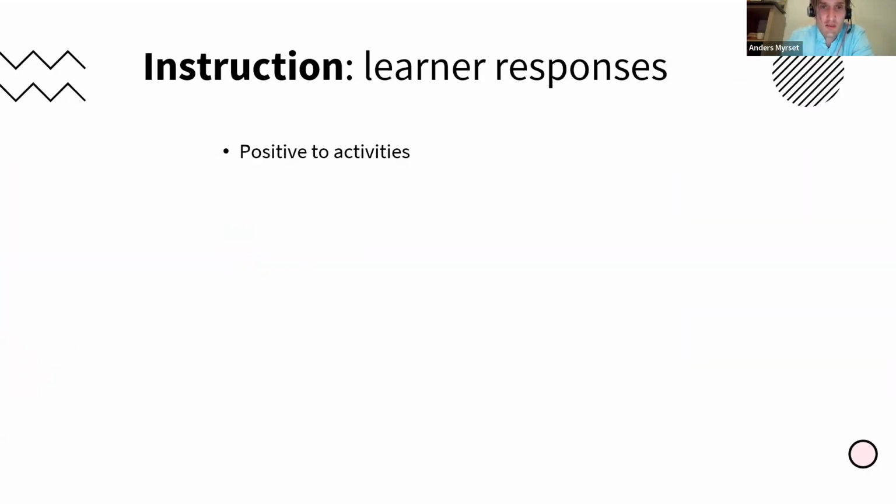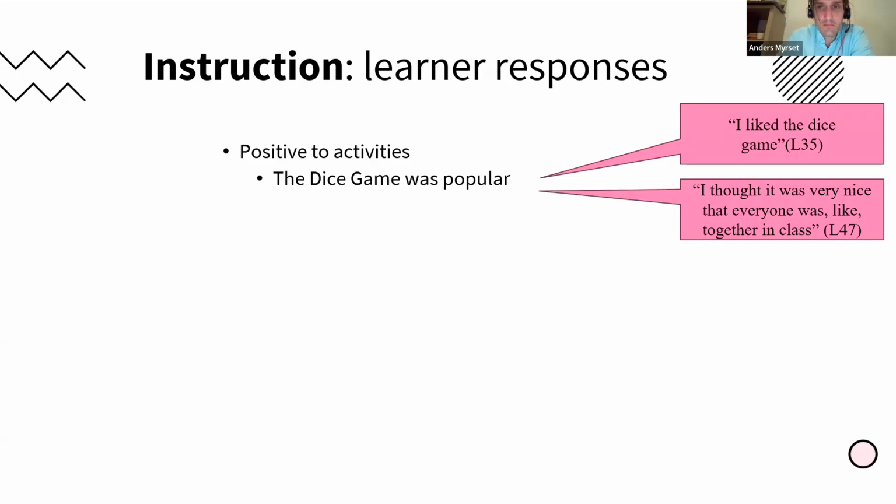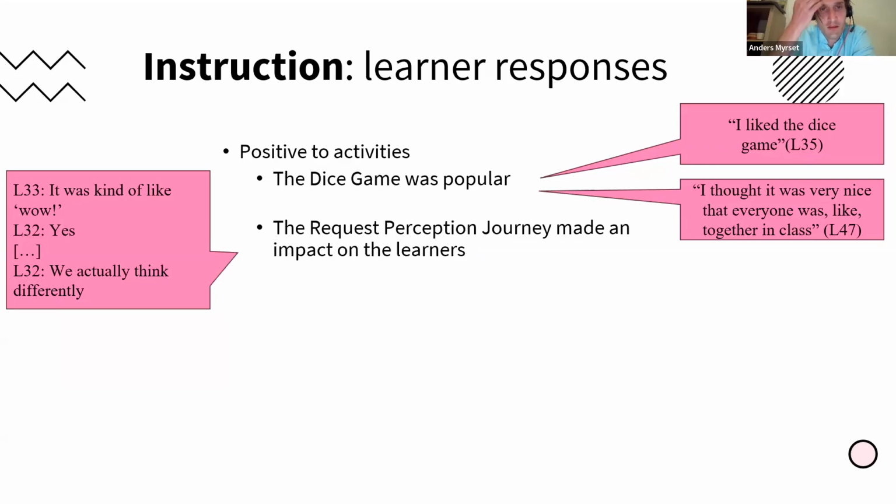They were also positive to the activities. So the dice game, for instance, was popular. It was something that they hadn't really done before, and it was something that they felt like they were doing as a whole class. Everyone was involved as pupil A or pupil B and got to participate all the time. The same with the request perception journey. And here is where the quote used for the title of the presentation comes in.